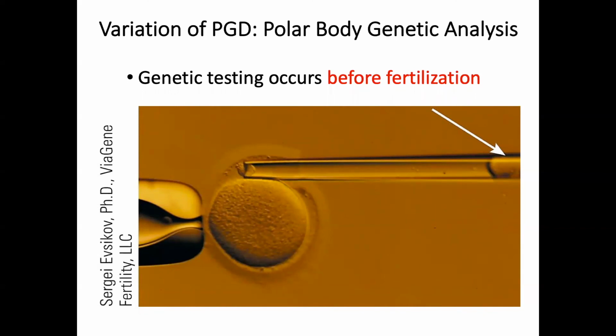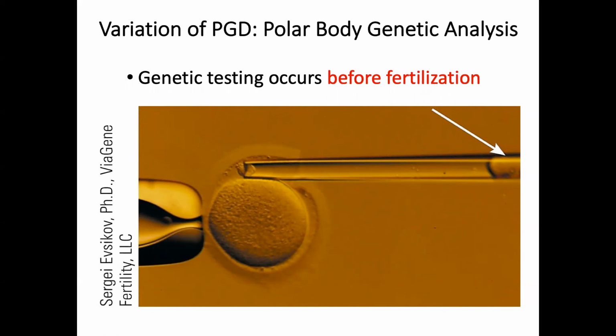And it contains one polar body with a complete copy of chromosomes. So this picture shows that the polar body can be removed for genetic analysis. Therefore, this is genetic testing before fertilization. Is science pretty amazing? Okay, so these are the course content for today.